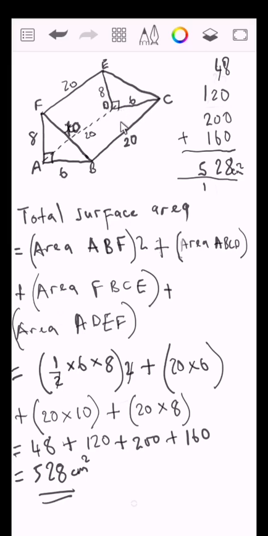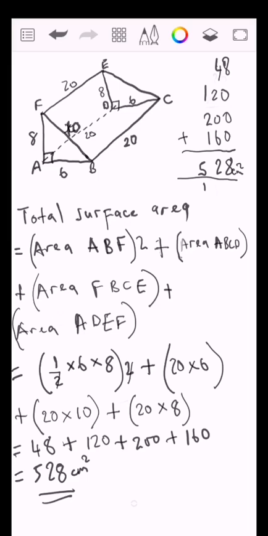So we can see that since we have the same base and the height, the triangles should have the same area. That's why I multiply by 2. So 528 square centimeters is going to be the answer.